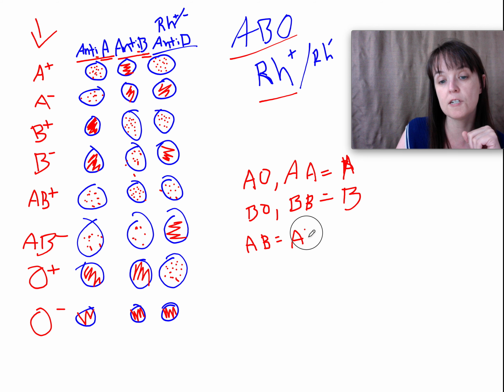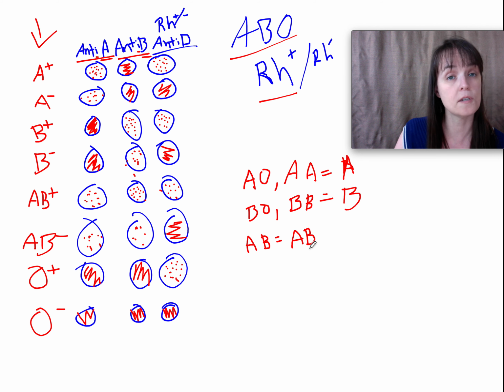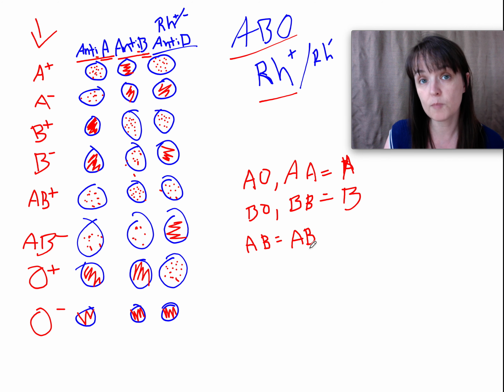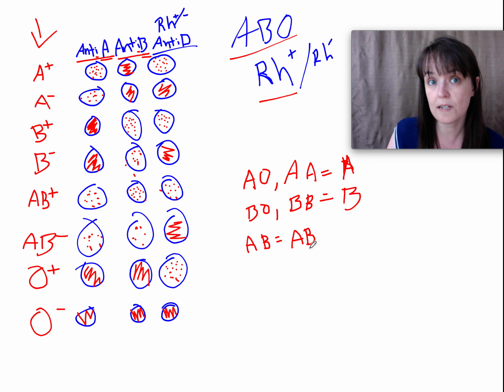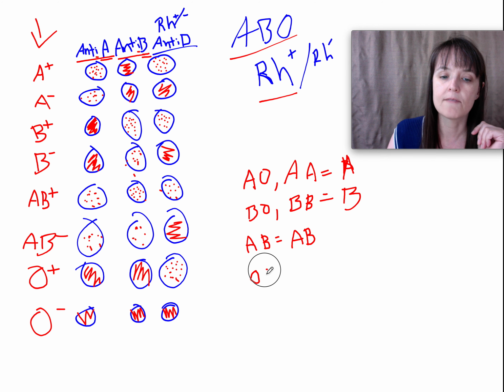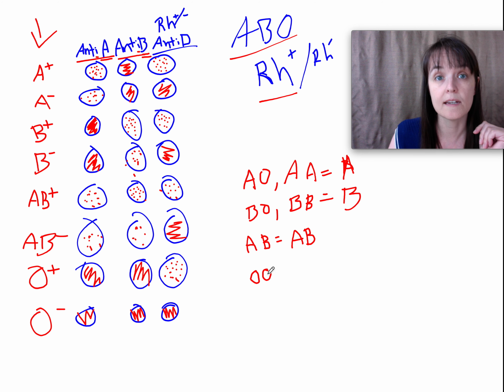So if you have the gene to make the A surface antigen, you make A surface antigen. If you have the gene to make B surface antigen, you make B surface antigen. And if you have both genes, you make both surface antigens, and that's how you get type AB blood. If you don't have either the type A gene or the type B gene, then you have type O blood.